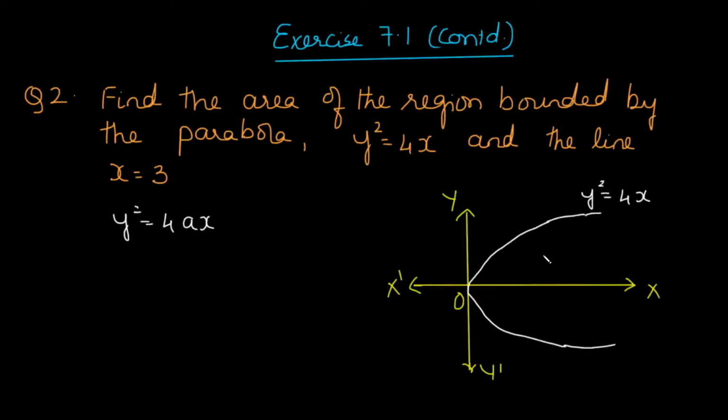Also, we have to find the area which is bounded by this particular parabola and the line x is equal to 3. Suppose x is equal to 3 is here and the line lies over here. Now this is our line actually. Required line is this one. That means we have to find the area of this particular region as I have shaded over here. Okay, this region.